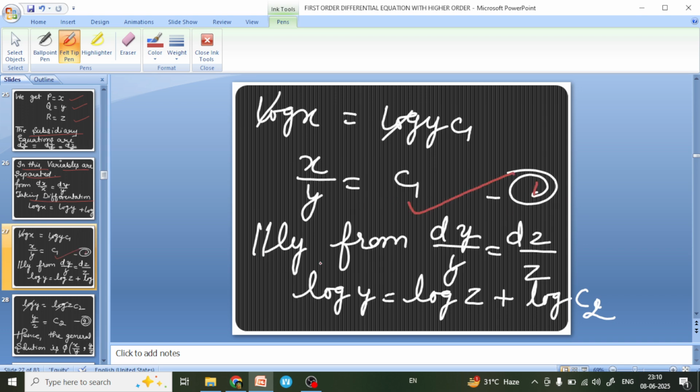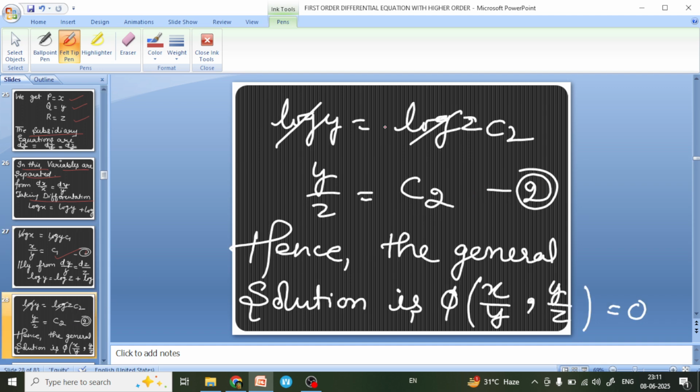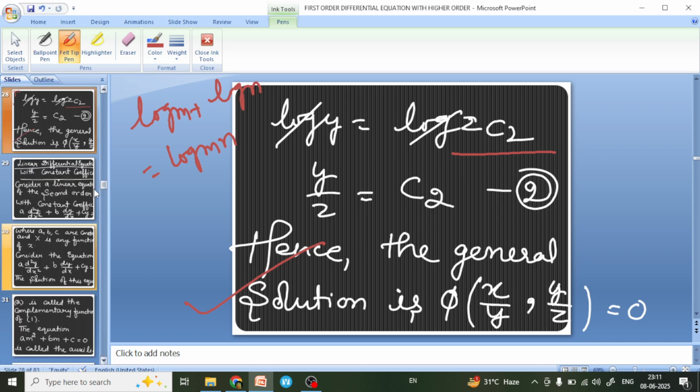And similarly, dy over y is equal to dz over z, and by cross multiplying and taking the differentiation, log y is equal to log z plus log c2. After that, implementing the formula log m plus log n equals log mn, we will write log y equals log zc2, so y over z is equal to c2, the second equation. Hence the solution will be phi of (x over y, y over z) equal to 0. This is the general solution.